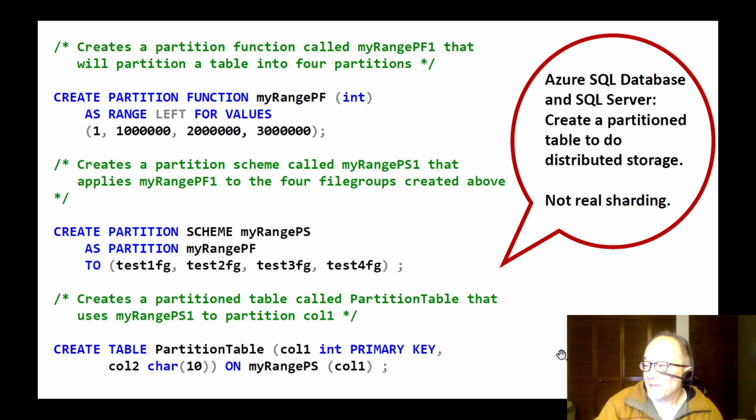Again, a partitioned table is for distributed data storage. It's not the real sharding. This concludes our discussion on how NewSQL databases do sharding and a related technology.